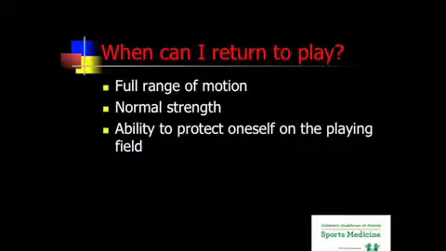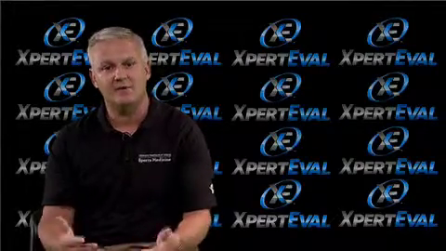You can't go back out there and play if you have limited range of motion in your shoulder, your elbow, your wrist, your knee, or any other body part. You also have to have normal strength. Again, you can't protect yourself back on the playing field if you don't have normal strength of that injured body part. And then the third thing is, like we just said, you have to be able to protect yourself. If you have trouble doing a push-up or can't bear body weight or can't run or push off, it's very difficult to get clearance to go back and play because you just increase the risk of re-injuring it, and the re-injury might be worse than the original injury.